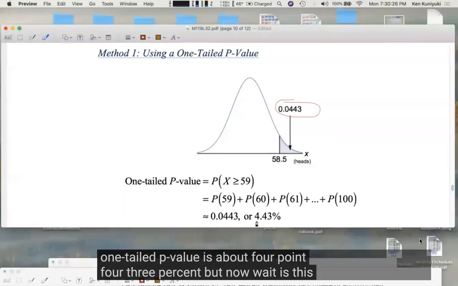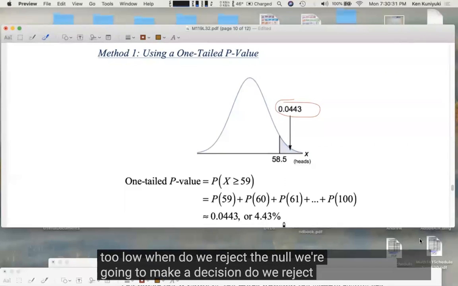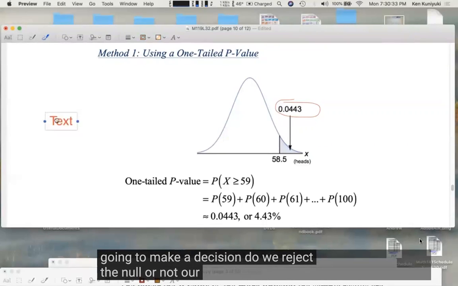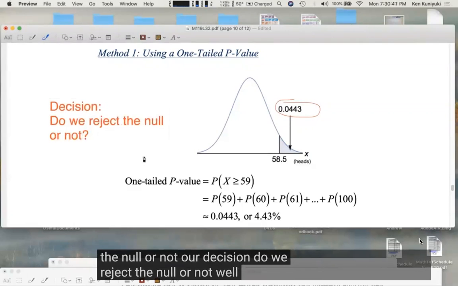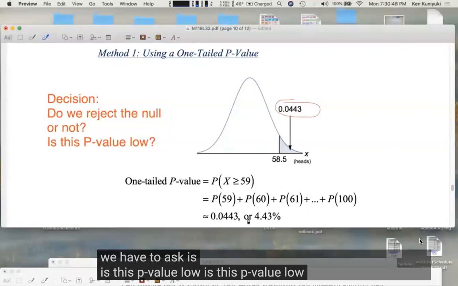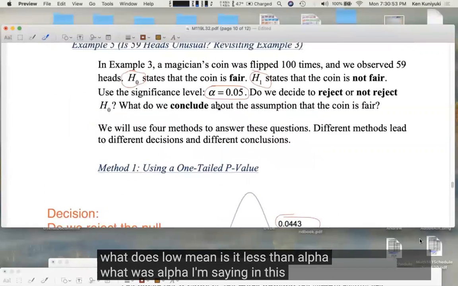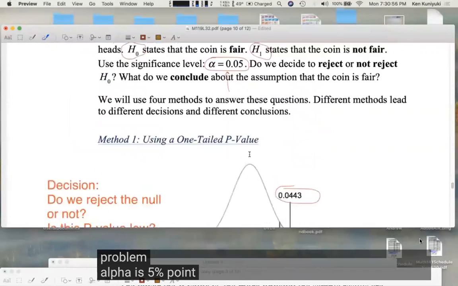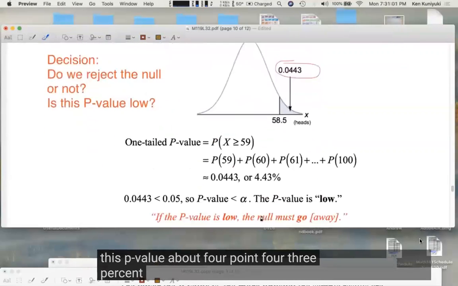But now wait, is this too low? When do we reject the null? We're going to make a decision. Do we reject the null or not? Well, the question we have to ask is, is this p-value low? What does low mean? Is it less than alpha? What was alpha? I'm saying in this problem, alpha is 5%, 0.05. So compare this p-value, about 4.43%, to alpha.